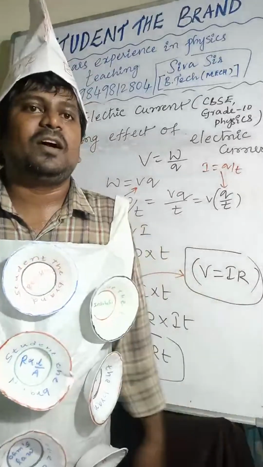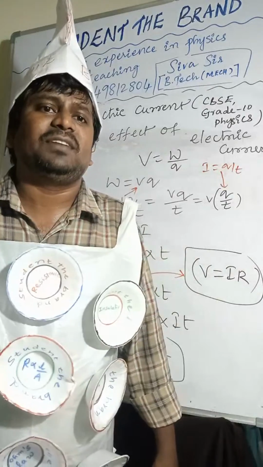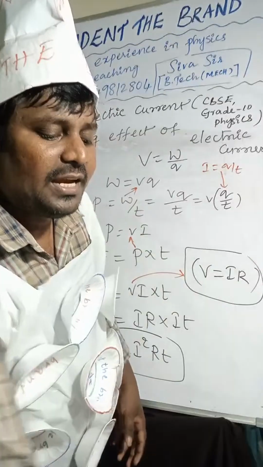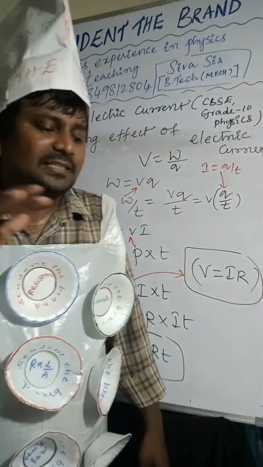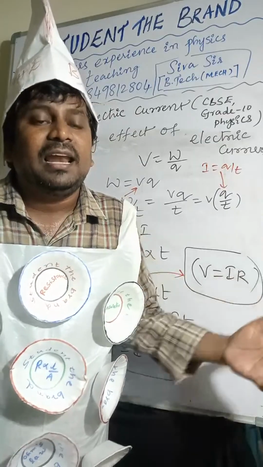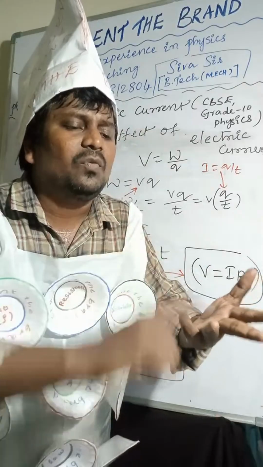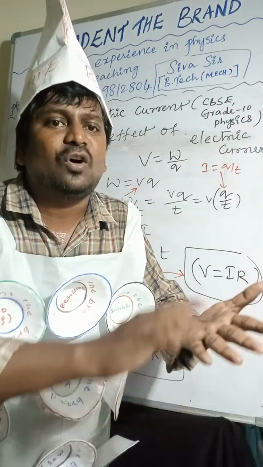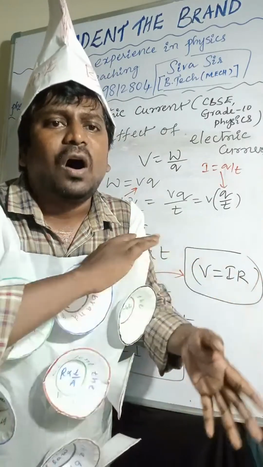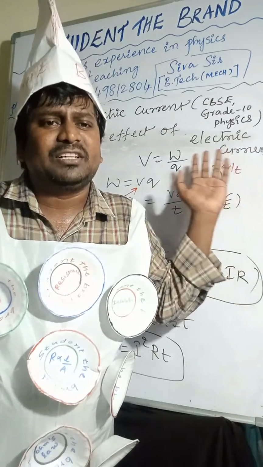Okay, come to the point. Next, the applications of heating effect of electric current. What are the applications? Electrical iron, electrical cooker, electrical oven, room heaters. All these are examples of heating effect of electric current.